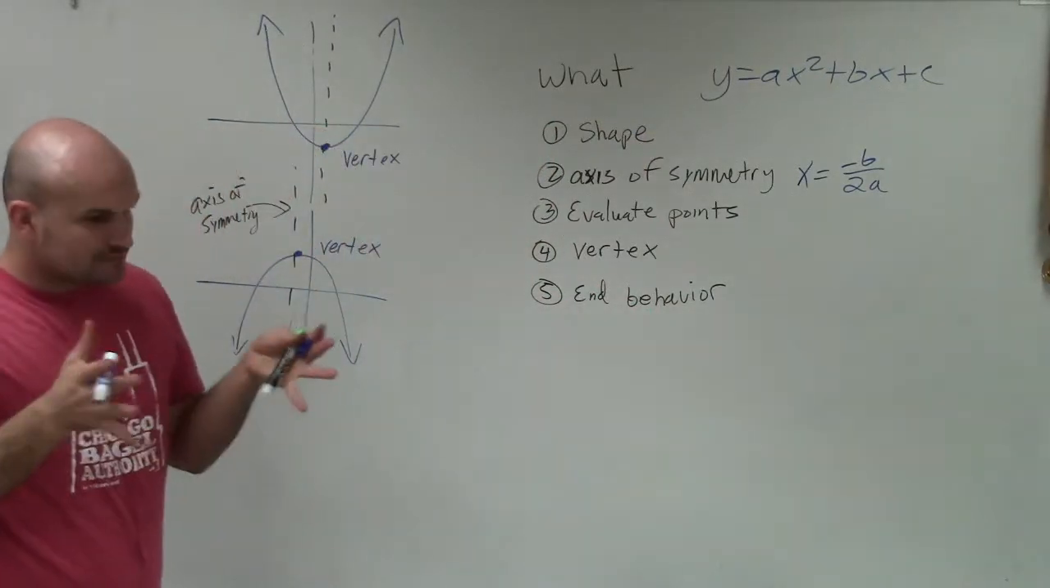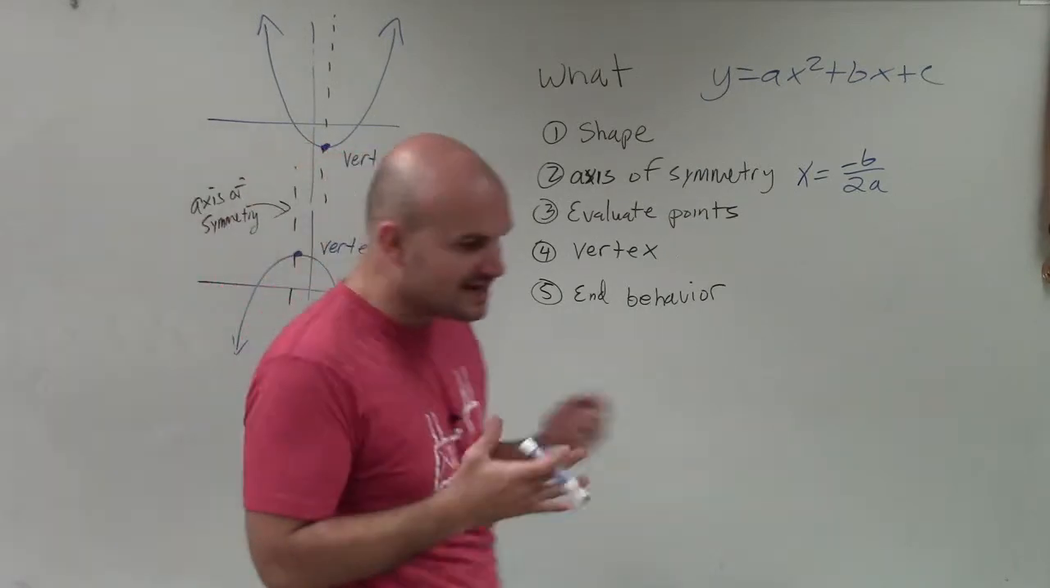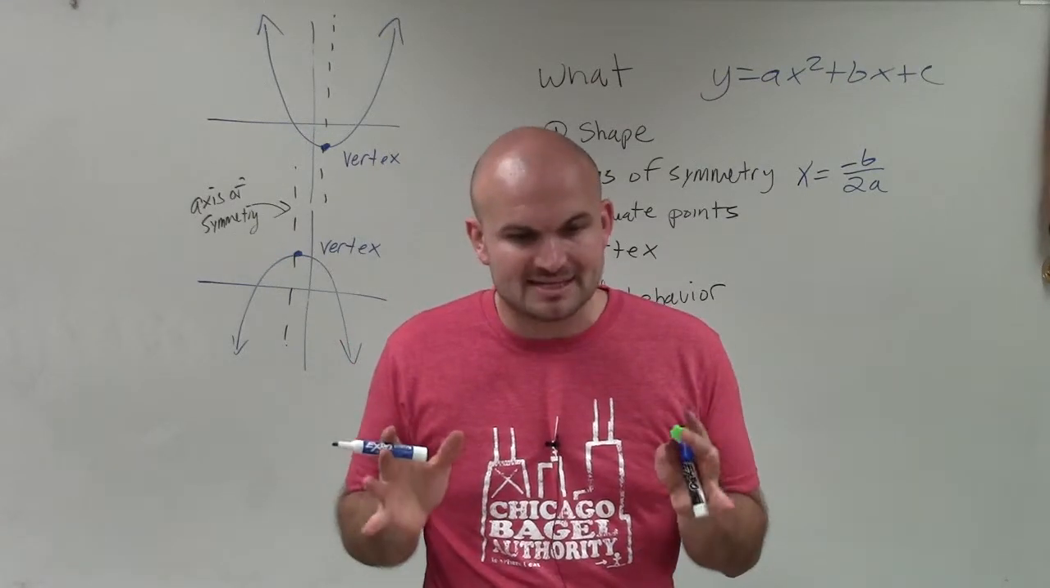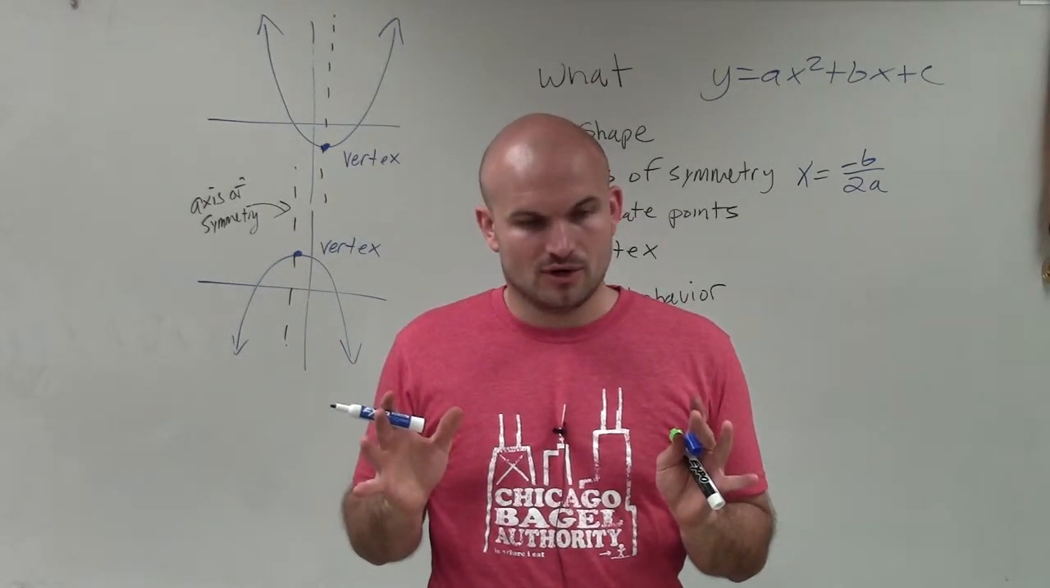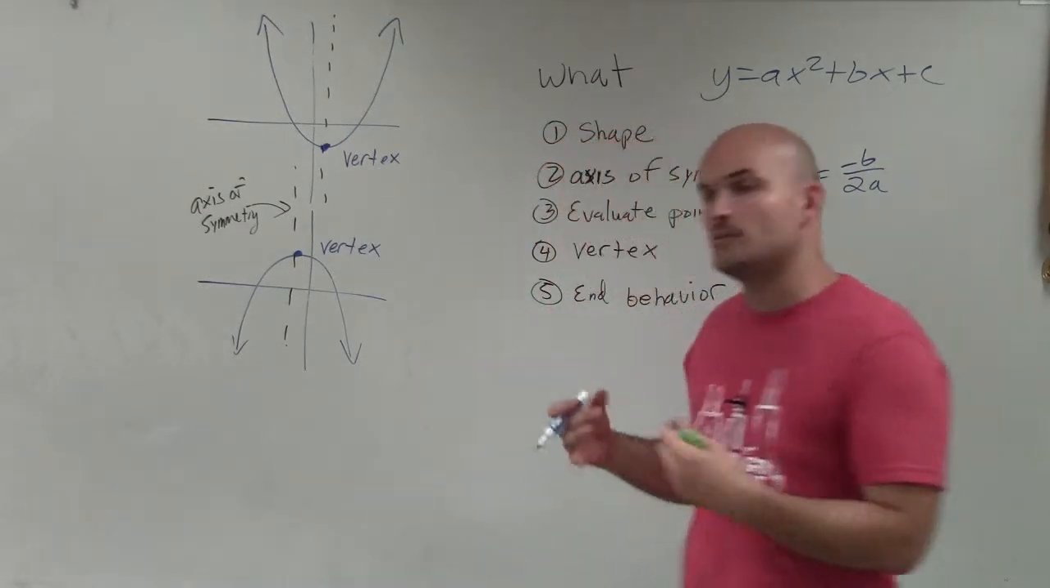So we know the shape, the vertex, and the axis of symmetry. The next point is evaluating points, and I think this is one of the most important concepts that students need to understand when graphing in general.